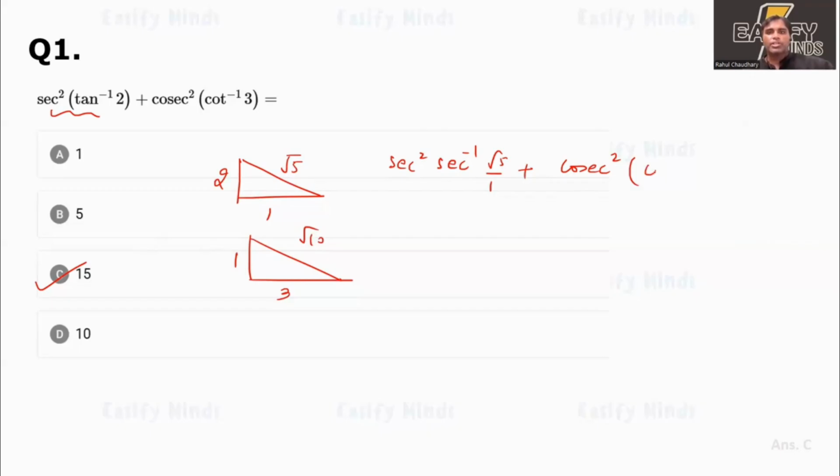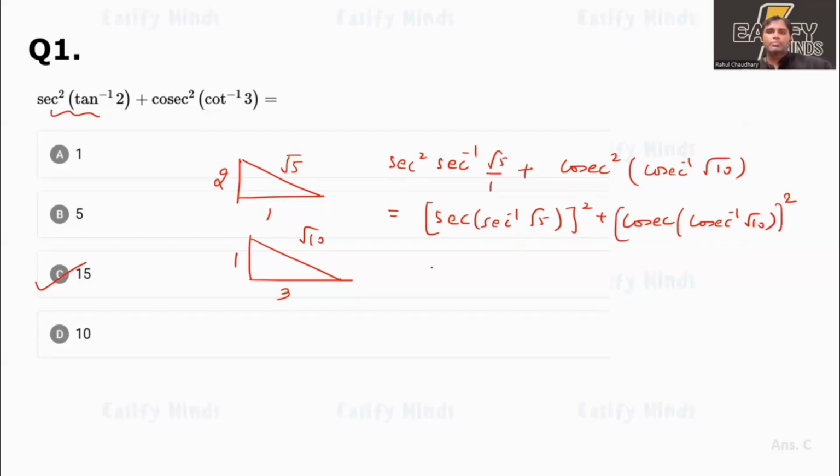What is cosec? Cosec is root 10. Now, square is there, so secant is root 5 and its whole square. Similarly, cosec is root 10, whole square. Secant inverse gone, so root 5 square plus root 10 square, that is 5 plus 10, that is how much? 15. So our answer is option C. Clear everyone? Any doubt? Very easy problem. Triangle method, and simply we have to just solve it.